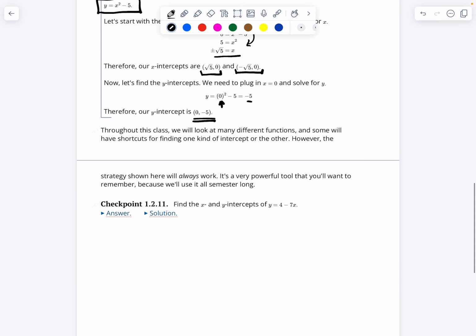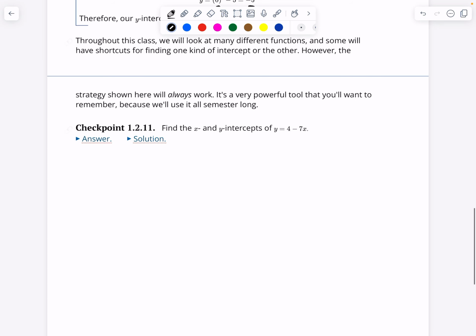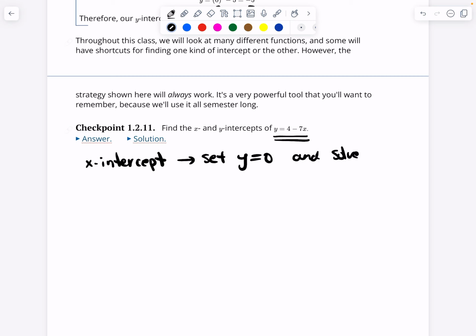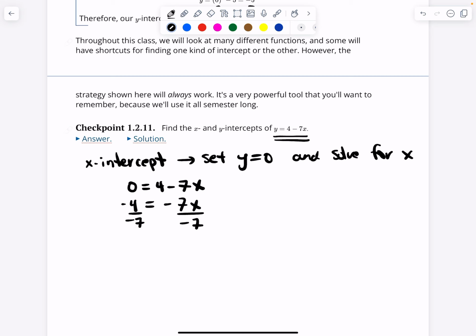All right, let's do this together. We want to find the x and y-intercepts of this equation, y equals 4 minus 7x. If we want to find the x-intercepts, remember, we set y equal to 0 and solve for x. So we put 0 on the left equals 4 minus 7x. Now we want to isolate our x if we can, so divide both sides by -7. The negative divided by the negative, they cancel, and so we have x equals 4/7.